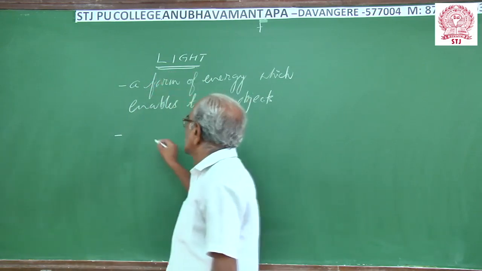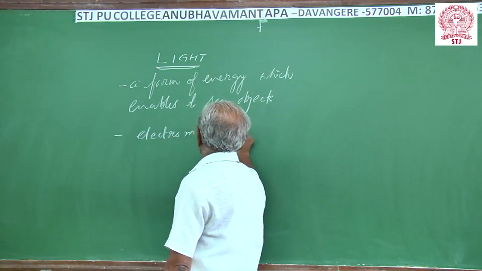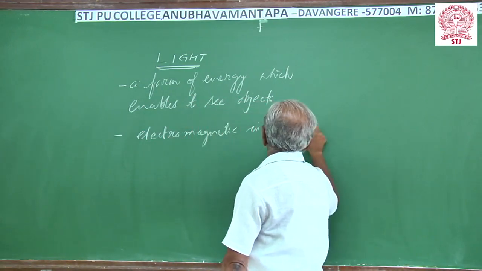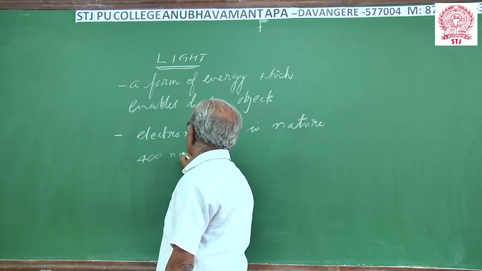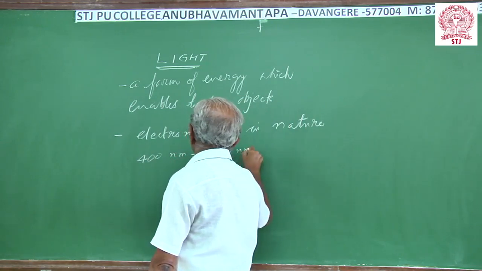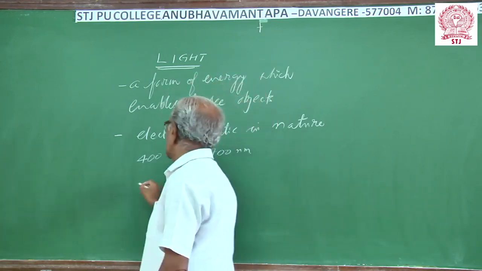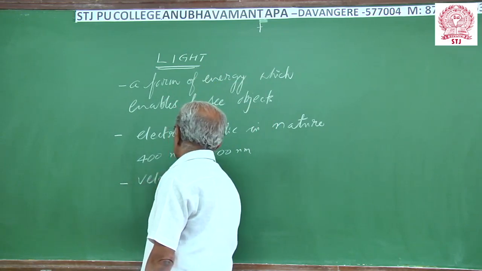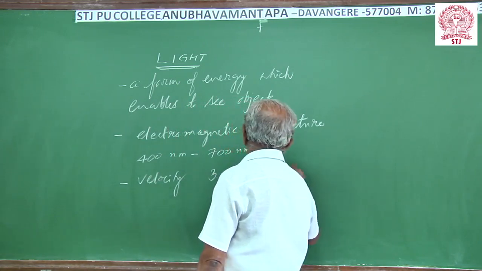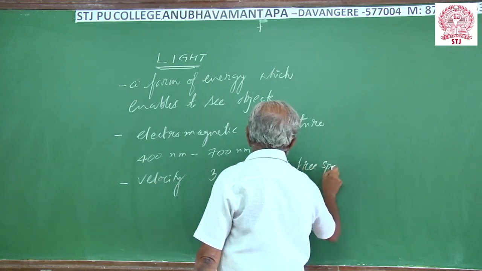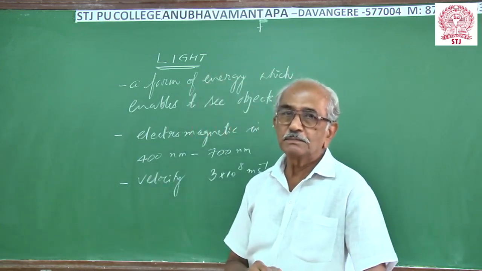The range is only between 400 nanometer and 700 nanometer. It travels with enormous speed, 3 × 10^8 meters per second in free space. Of course, it has different velocities in different media.